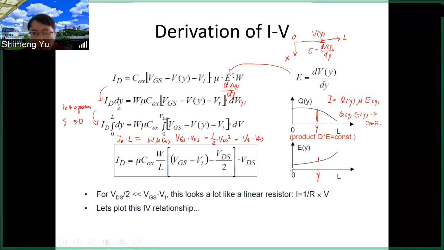As we move the electrons from the source to the drain, the electric field will become larger and larger, and the charges will become less and less. This is reasonable because the electrons get accelerated from the source to the drain, so they move faster and faster. But towards the drain side, we don't need so many electrons because they move fast. So the number of electrons towards the drain side will become less. You have fewer electrons towards the drain, but they move faster. Overall, the current is continuous.